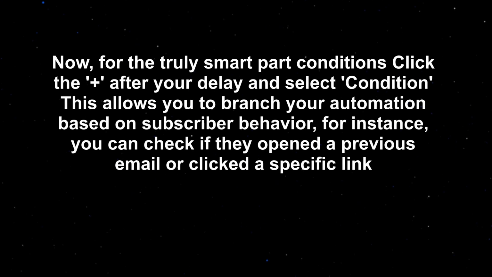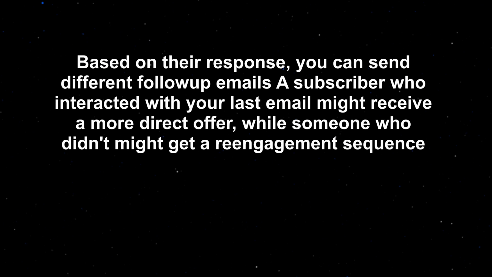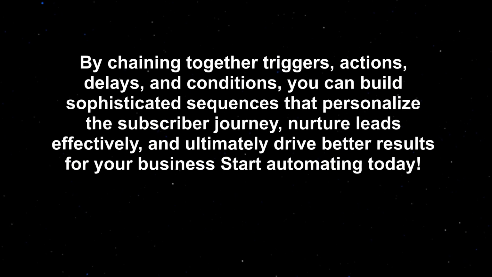Now, for the truly smart part, conditions. Click the plus after your delay and select condition. This allows you to branch your automation based on subscriber behavior. For instance, you can check if they opened a previous email or clicked a specific link. Based on their response, you can send different follow-up emails. A subscriber who interacted with your last email might receive a more direct offer, while someone who didn't might get a re-engagement sequence.